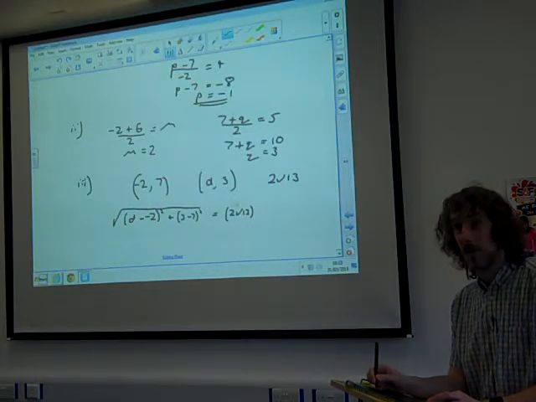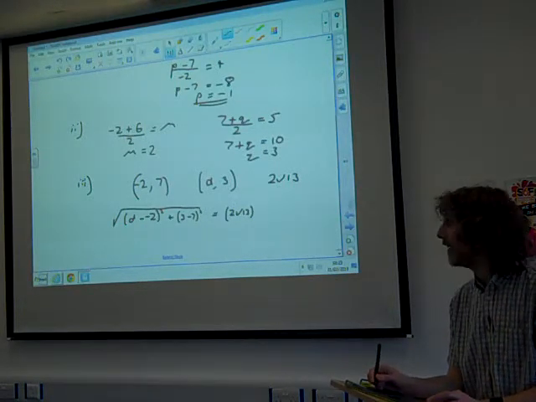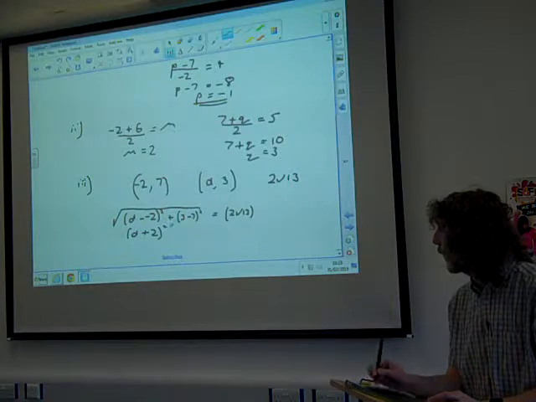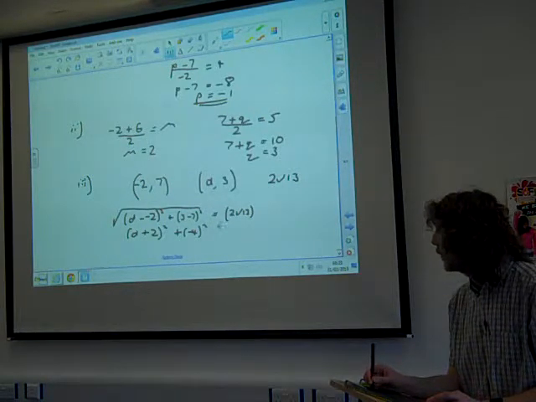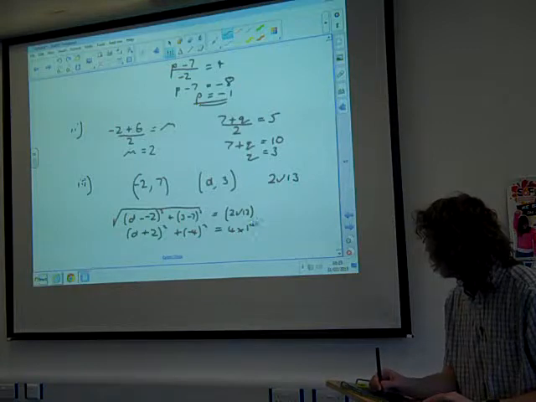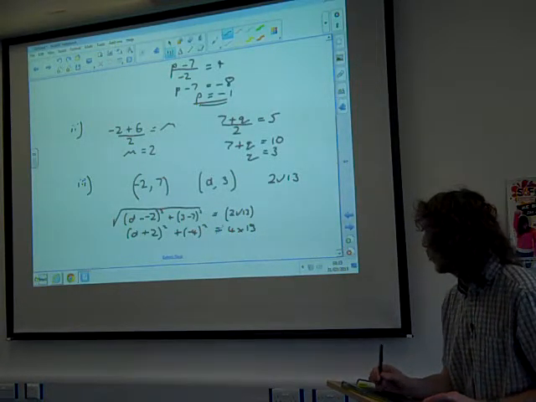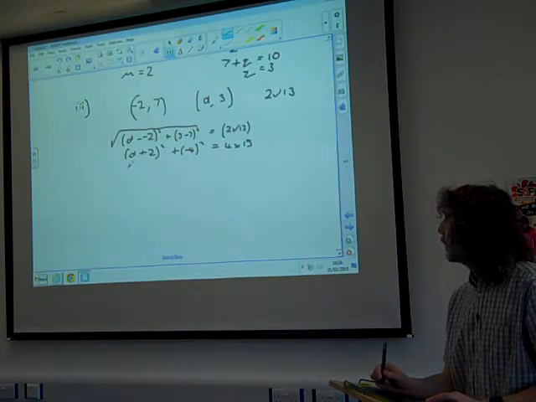I'm going to get rid of the square root sign by squaring both sides. So we will turn this into 2 root 13 squared in a moment. This is d plus 2 all squared plus minus 4 squared is equal to 4 times 13. Oh, I ran out. There we are. If we square 2 root 13, we get 4 times 13.